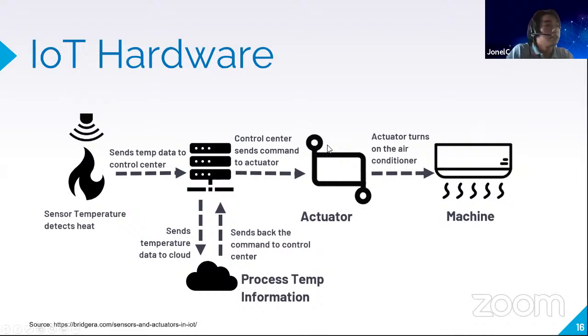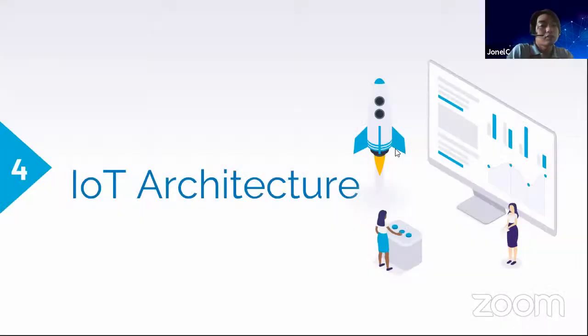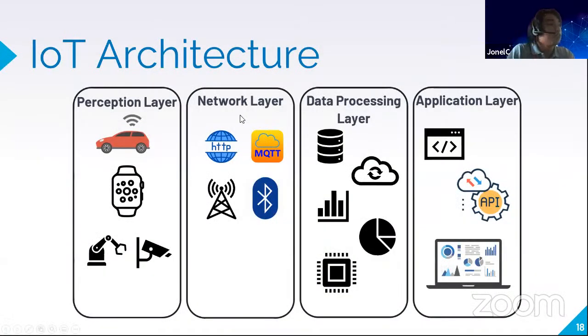Okay, now that we know the basic hardware or components of an IoT device, let's now look at an IoT architecture. Now there are actually 4 layers, 3 layers, and 5 layers. And for this particular seminar, we're gonna talk about the 4 layers of the IoT architecture. Okay, so this is the architecture layer here from left to right. The first layer is the perception layer. Next is the network layer. And next is the data processing layer. And then lastly is the application layer, okay?